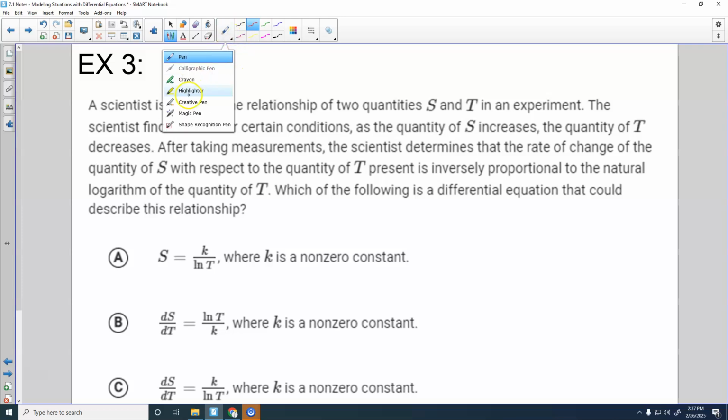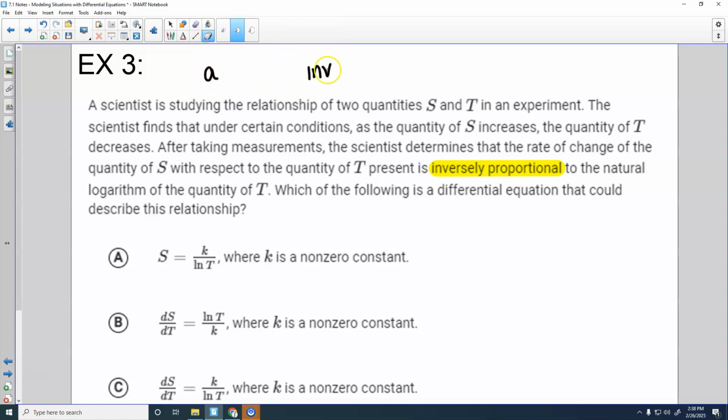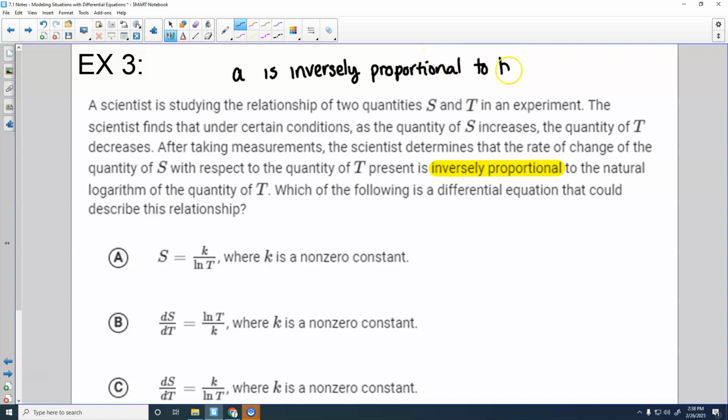So we see a different phrase right here. We see inversely proportional. So for an inversely proportional relationship, I probably should have put it in the notes and I didn't. Inversely, or let's see, if A is inversely proportional to B, that would imply that A equals K divided by B.